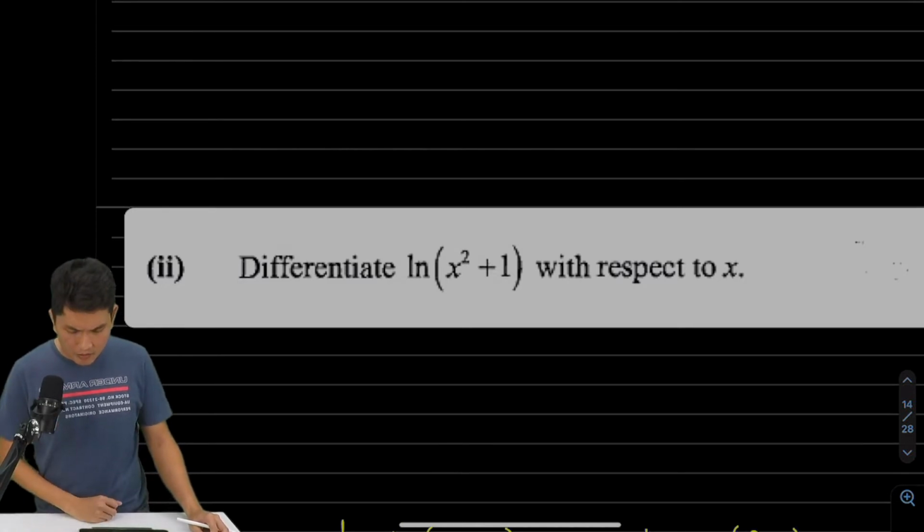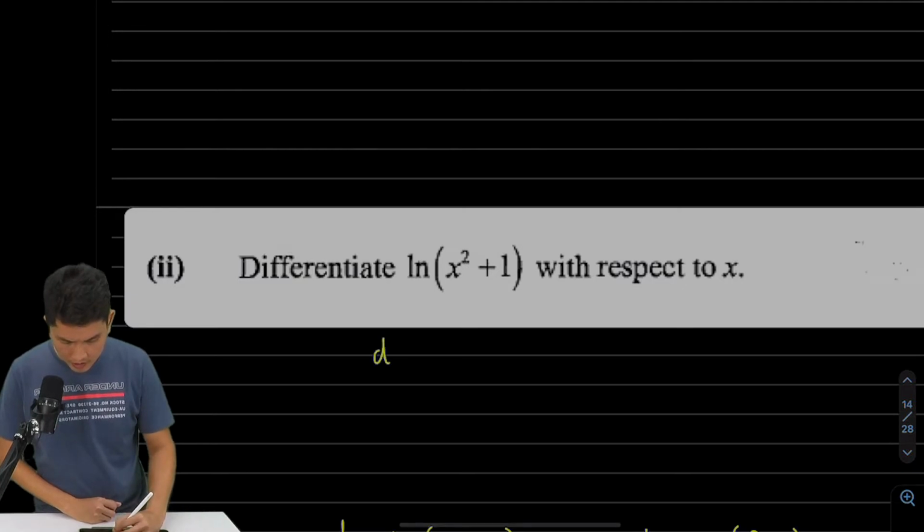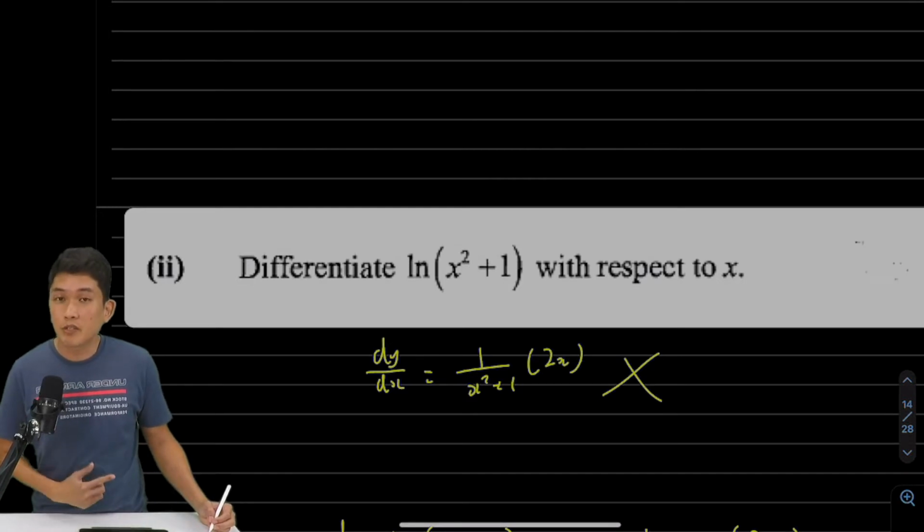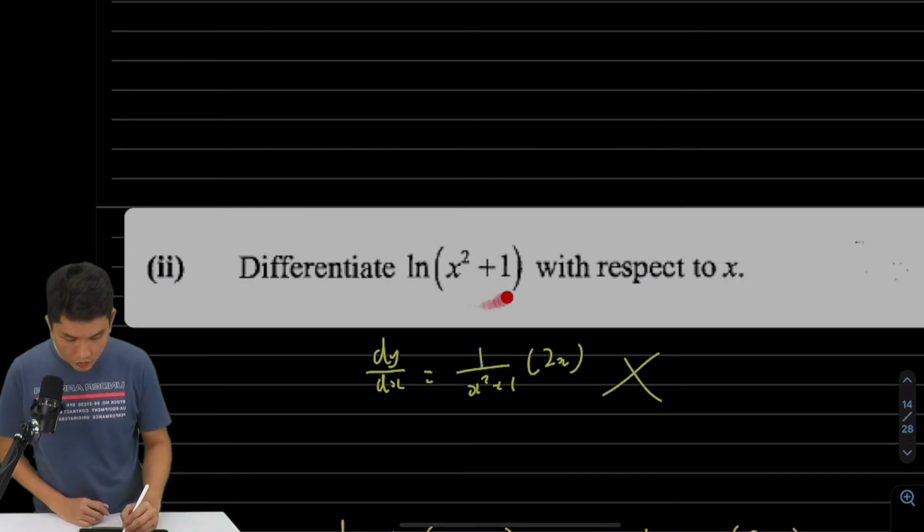So I think what most students would do is they'll say that, oh, dy/dx is equal to 1 over x squared plus 1 times 2x. And then you'll get this wrong. Do you know why you're getting this wrong? Because nobody said that this is equal to y.